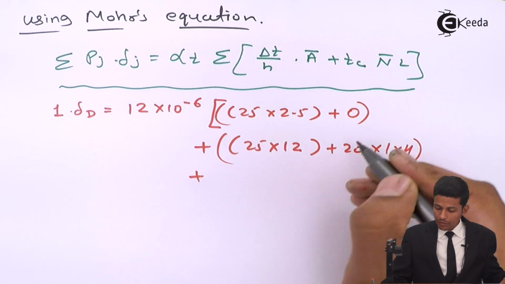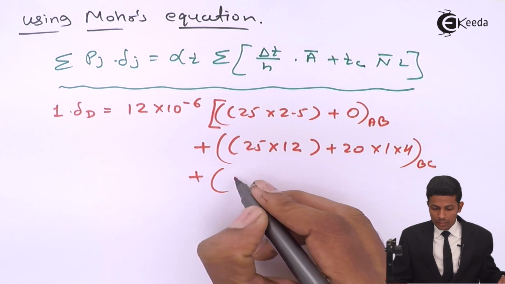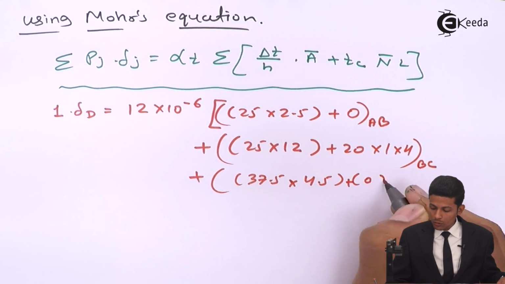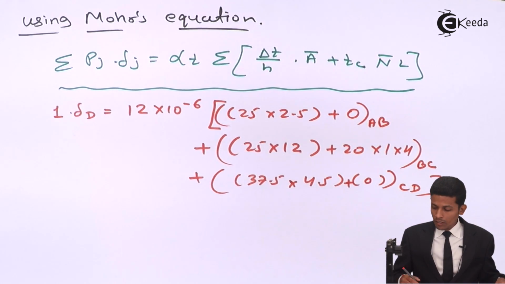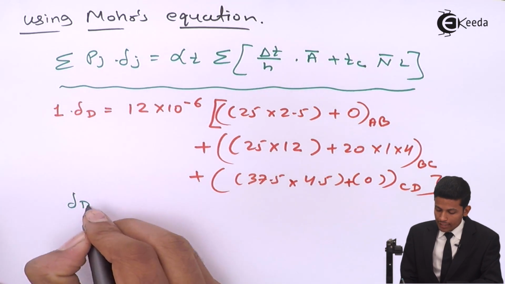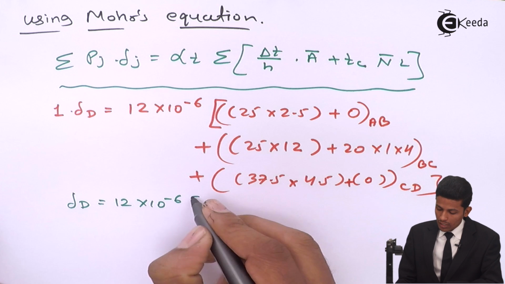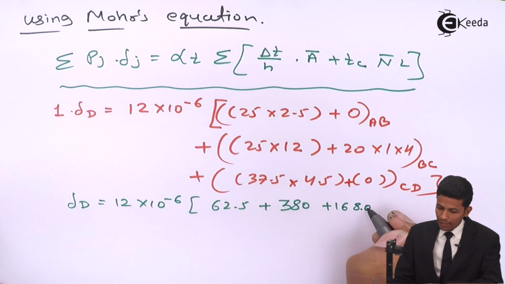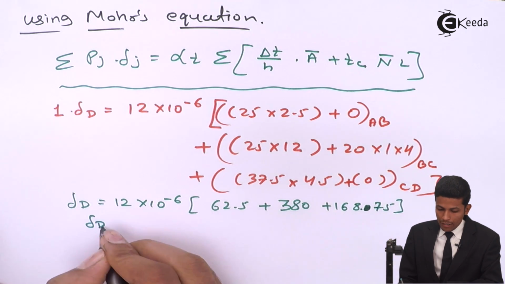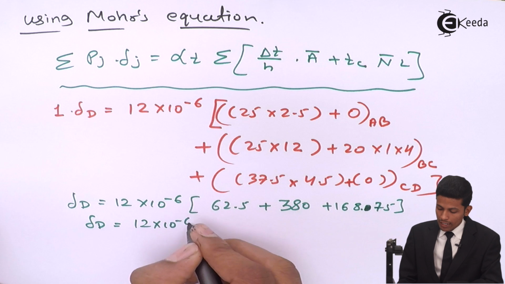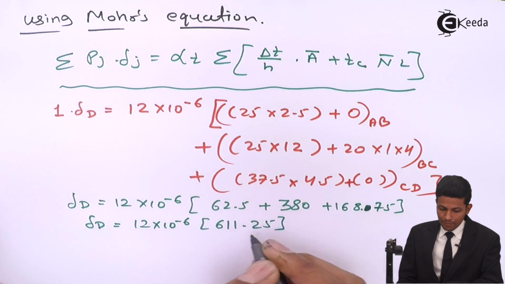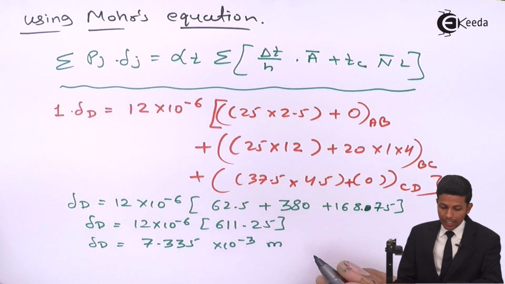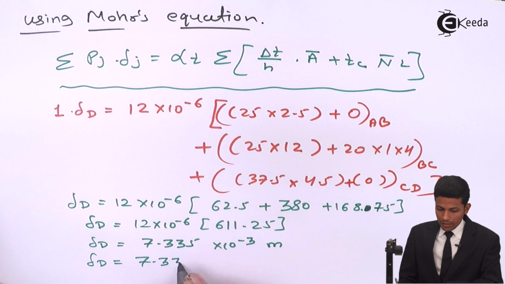Now plus third part will be, so you can write AB or BC. Now this is the CD part, 37.5 into 4.5. After that it gets 0 plus 0, CD part. Okay, now our final will become, we have to find deflection at D will be 12 into 10 raised to minus 6. This will come 62.5. Solve separately, friends. 380 plus 168.75. Your delta D will be 12 into 10 raised to minus 6, 611.25. delta D will be 7.335 into 10 raised to minus 3 meter. So your delta D will be 7.33 mm.